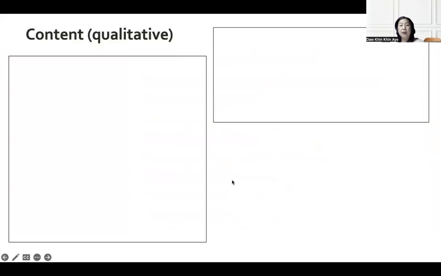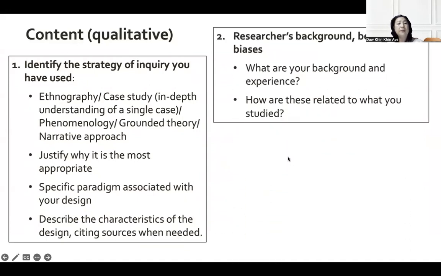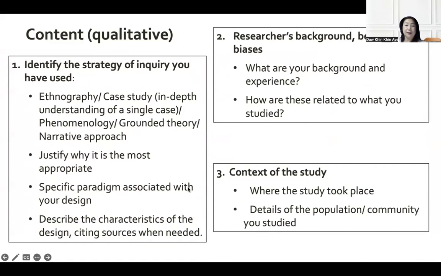So in terms of content for qualitative research, identify the strategy of inquiry you have used, whether you are using an ethnography approach, a case study, an in-depth understanding of a single case, or multiple cases as well. In the case of my PhD student, he used a case study, but with multiple cases. Then phenomenology, grounded theory, or narrative approach. One of my former colleagues used the narrative approach. Now justify why it is the most appropriate one, state the specific paradigm associated with your design, and describe the characteristics of the design, citing sources when needed.